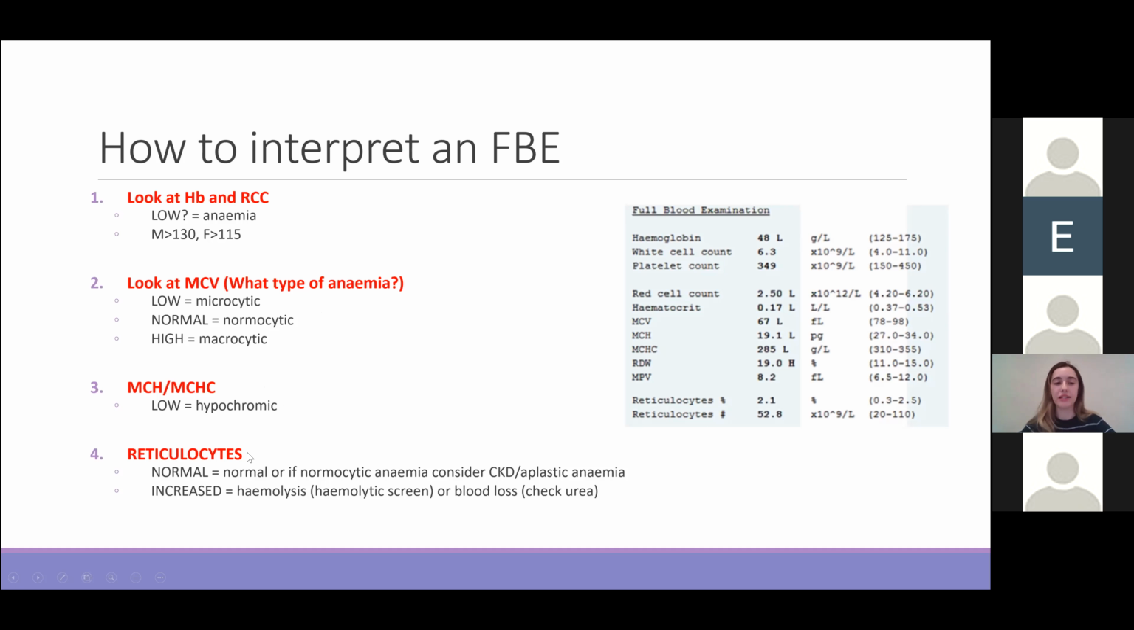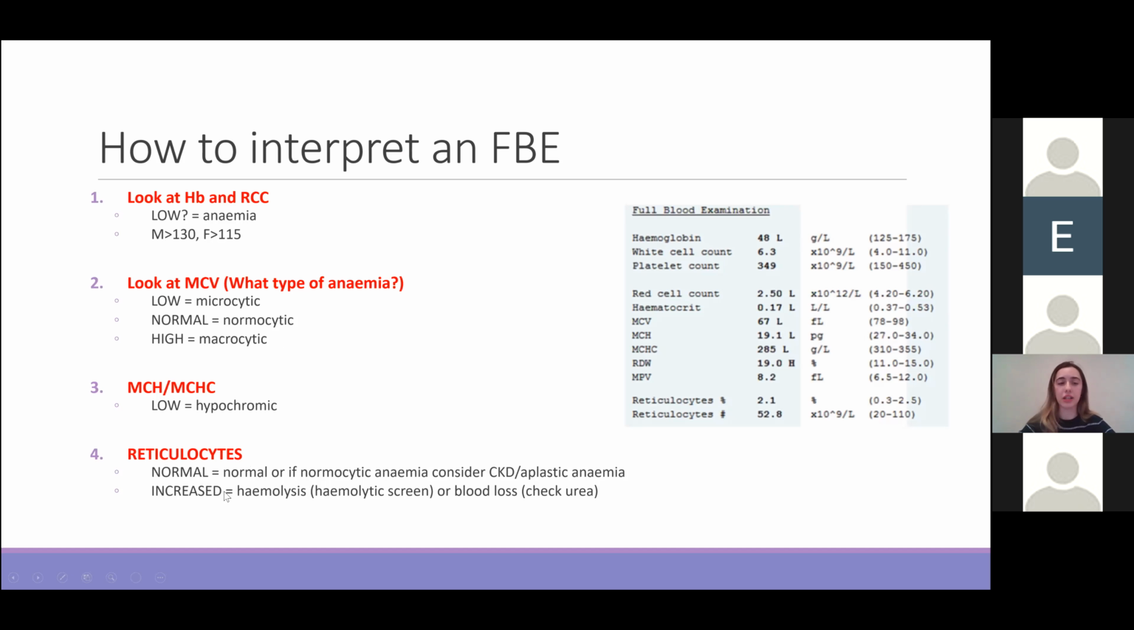What is more important is your reticulocytes. That's your immature red blood cells. Obviously, if they're within normal range, then it's normal. Or if you have a normocytic anemia, which you've already worked out, then consider chronic kidney disease or an aplastic anemia, because the body isn't able to produce more red blood cells in response to the anemia. So there's obviously an issue there, either in the kidneys or the bone marrow.